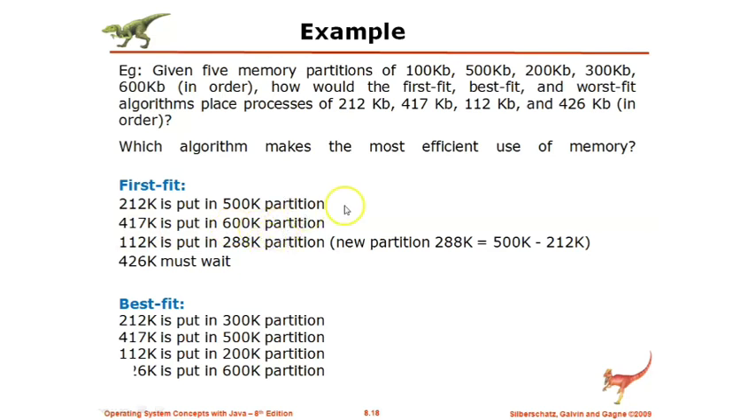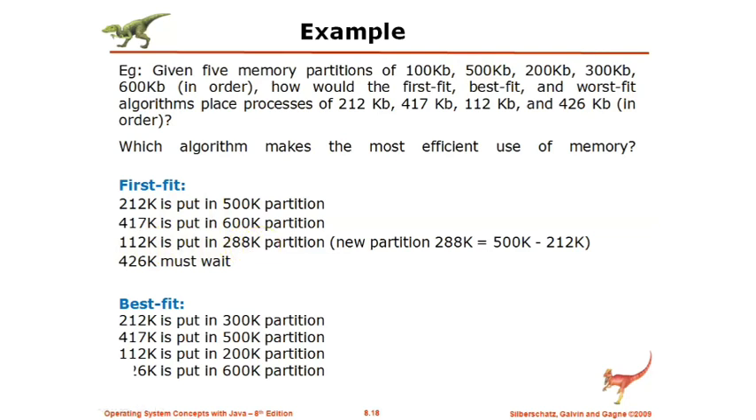After 417, the next one is 112. Again it will go on searching. The first one is 100 KB, which cannot be satisfied. The second one had 212 KB already put out of 500 KB, so the remaining is 288 KB. The requirement is 112 KB, so this 112 KB is put in the 288K partition.